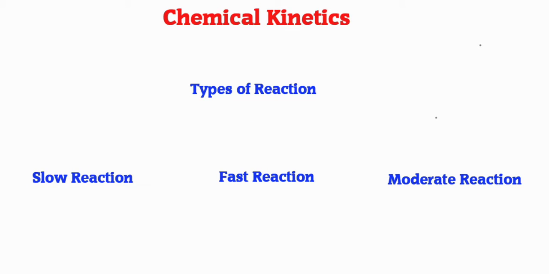So today we are going to start with chemical kinetics. What is chemical kinetics? Chemical kinetics deals with variation in concentration of reactant and product with respect to time. It talks about how much the concentration of product and reactant has changed.